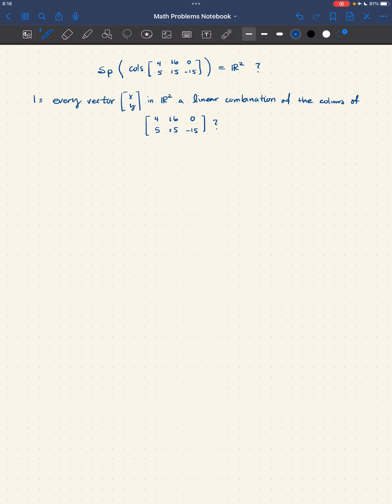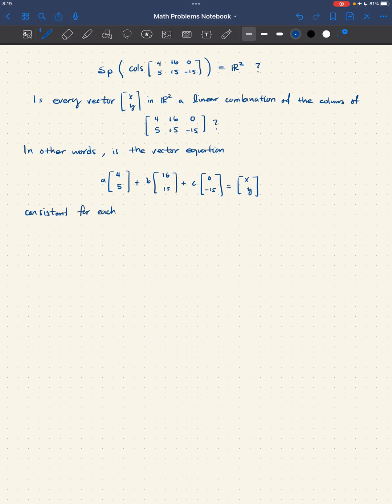The idea is to make a translation and reduce this problem to a more familiar question. In other words, is the vector equation given in this fashion: a times (4, 5) plus b times (16, 15) plus c times (0, -5) equal to (x, y), consistent for each x and y? Of course, real numbers, right?